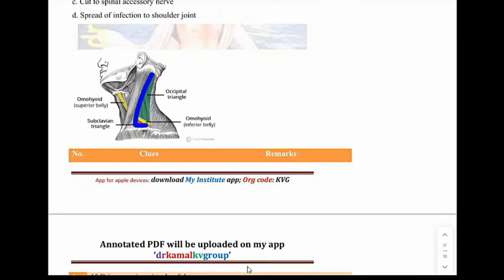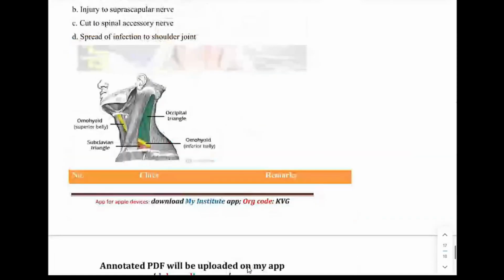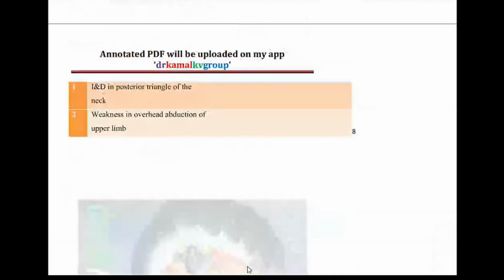So this is the posterior triangle of the neck, and in the posterior triangle of the neck there is one important nerve, that is spinal accessory nerve. So sometimes what happens, whenever we give incision here, there is a possibility that we can cut the spinal accessory nerve. Now, spinal accessory nerve, in one of the previous questions we discussed that it supplies two muscles, namely the sternocleidomastoid and the trapezius. So incision and drainage done in the posterior triangle of the neck, possibility of injury to spinal accessory nerve.